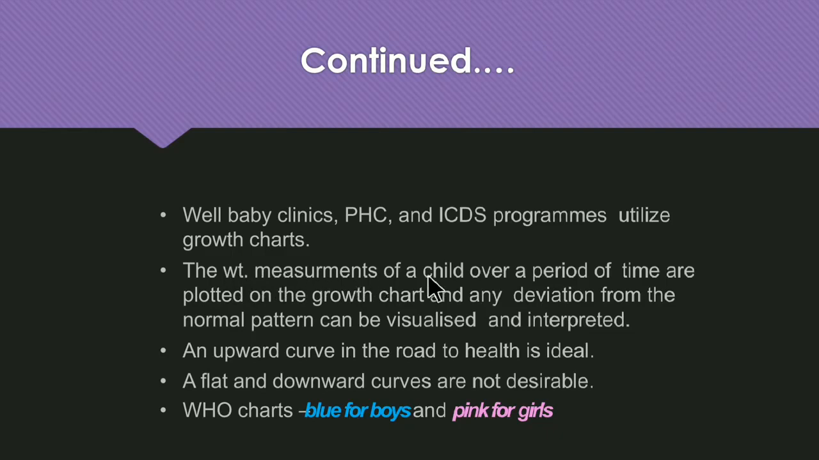Here, the weight of the child is periodically recorded over a period of time and any deviation from the normal can be visualized from the growth chart itself. An upward curve is the ideal one. If there is a flat or downward curve, it is not desirable. That means there is lack of growth in the child. In WHO charts, the blue portion is for the boys and the pink portion is for the girls.